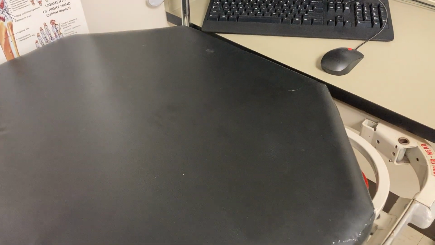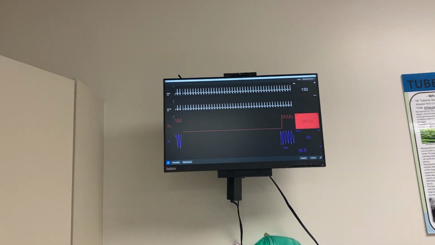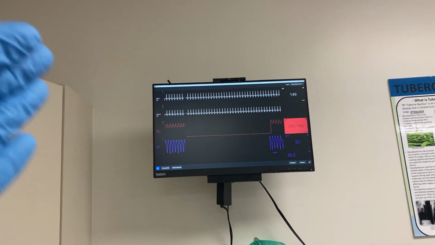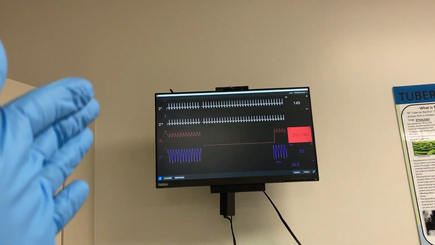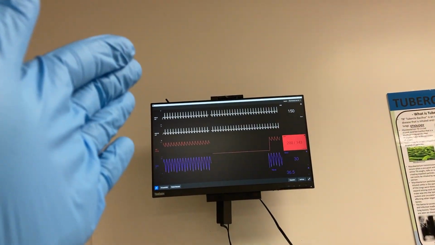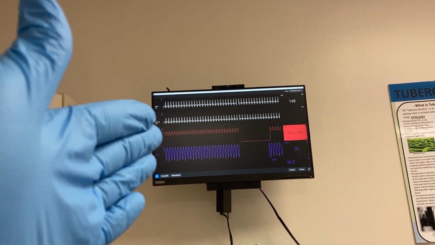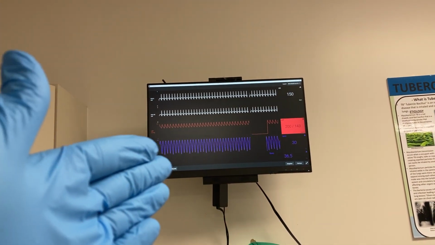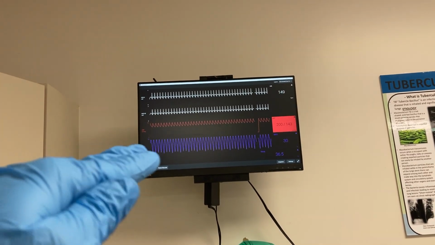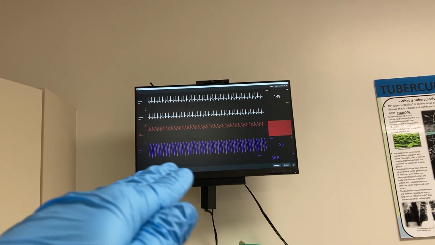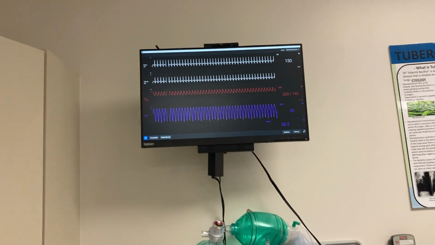But if I do provide blood pressure back, then now you can see that anytime you have an arterial waveform, it should be coinciding shortly thereafter with the ECG, because ECG is electrical activity and the arterial waveform is mechanical activity. And now, because we do have a palpable pulse, we're actually able to get that pleth with the SpO2 line as well.